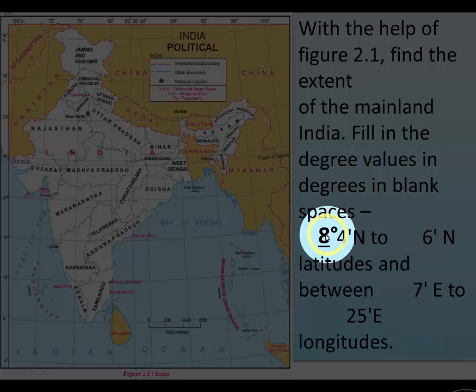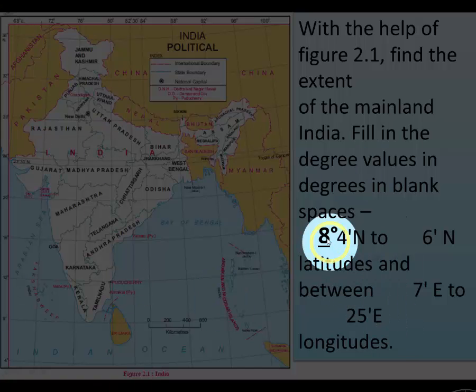First fill in the blanks is 8 degree and 4 minute from north. How can we find it? Just see here. This is the north side, and this is the degree, and this is the number for east measurement, and this is for the north.